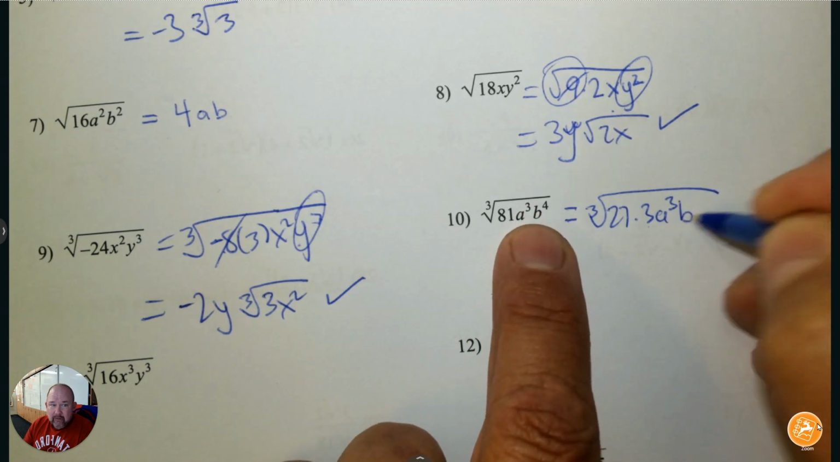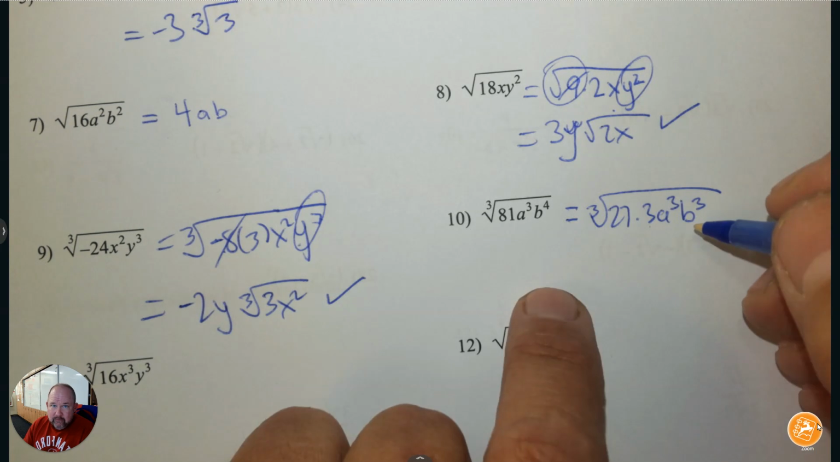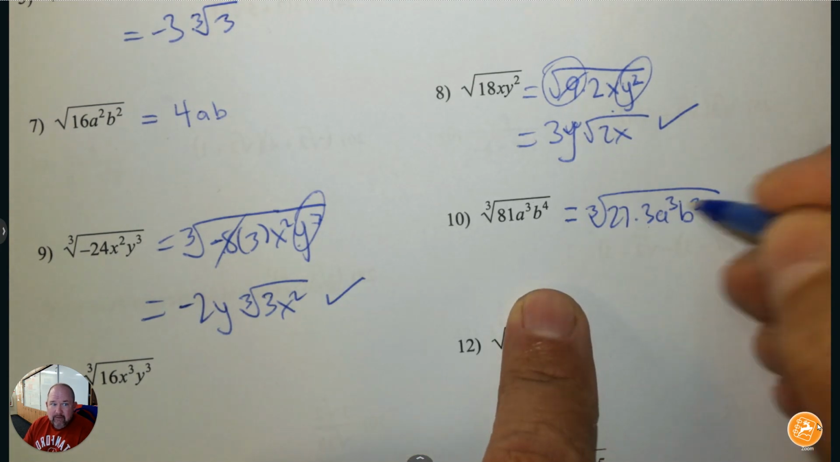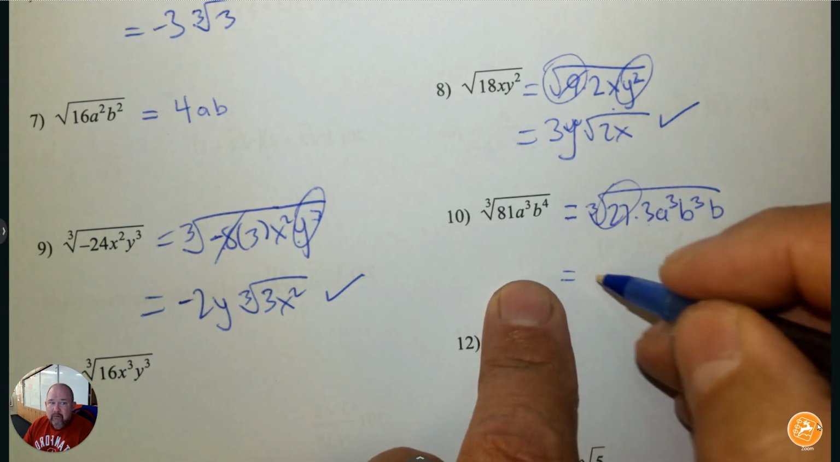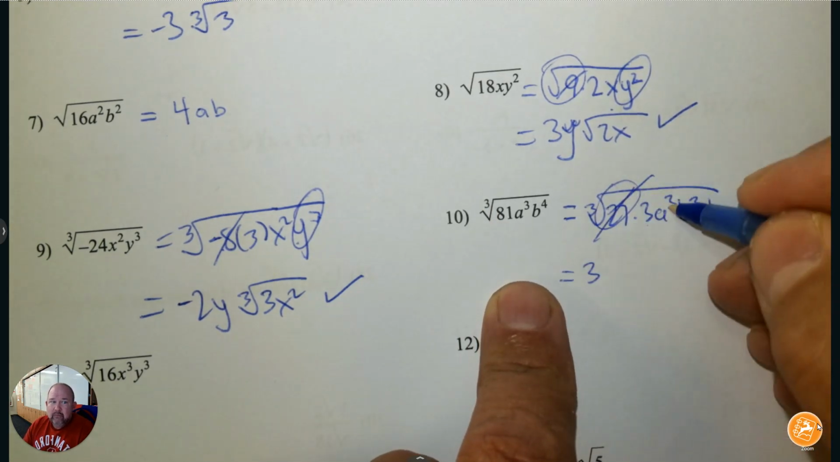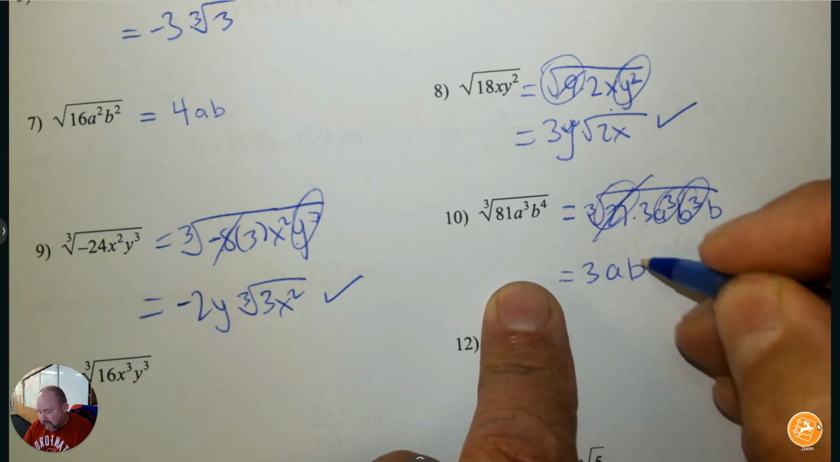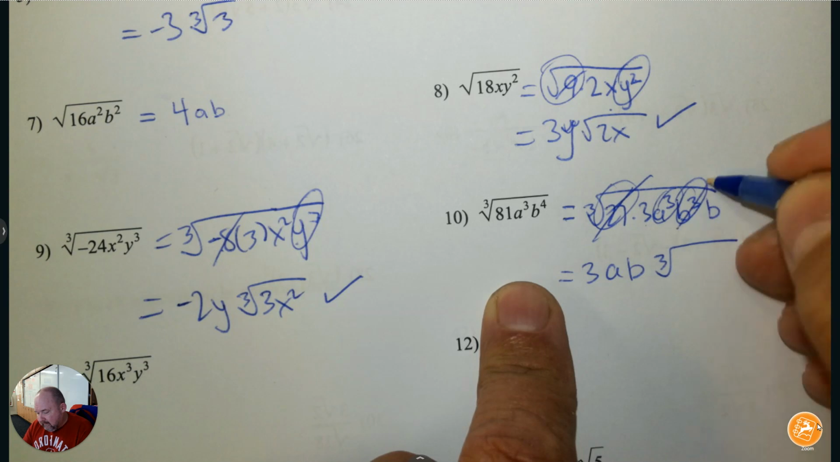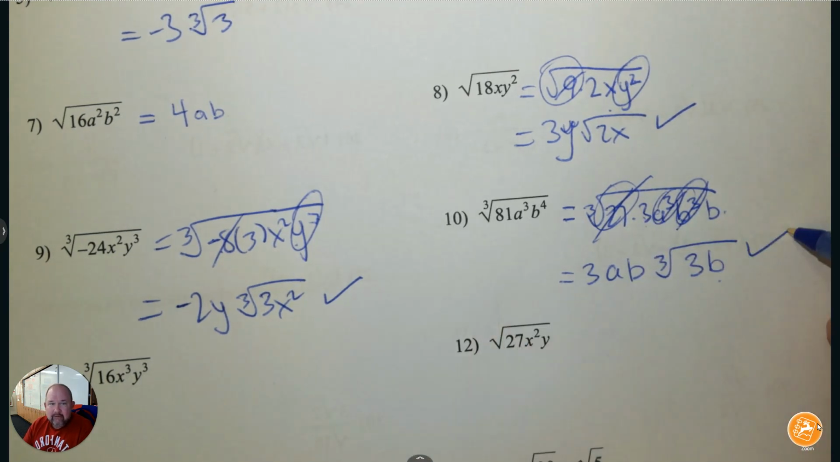Now b to the 4 we're going to break down into what number is smaller than 4 that you can divide by 3. That's 3, but we need one more b, so it adds up to 4, so they're equivalent. Now we're ready. So the cube root of 27, the cube root of a cubed, and the cube root of b cubed divide by 3. And then what I didn't cross out, 3 and b, is left underneath.